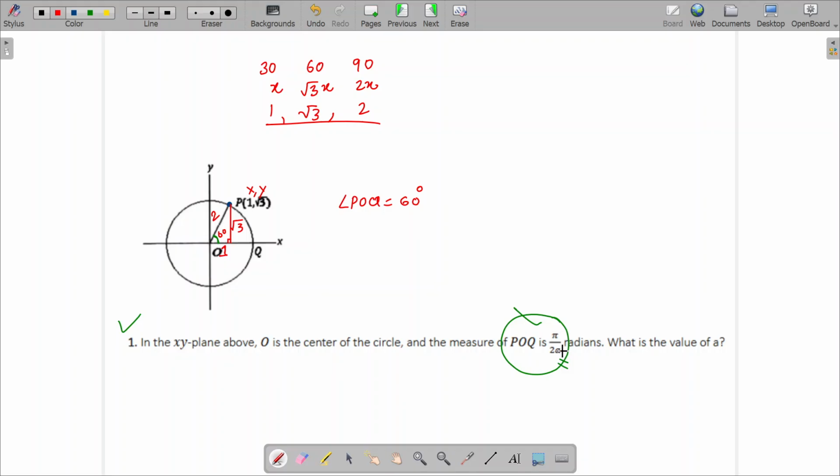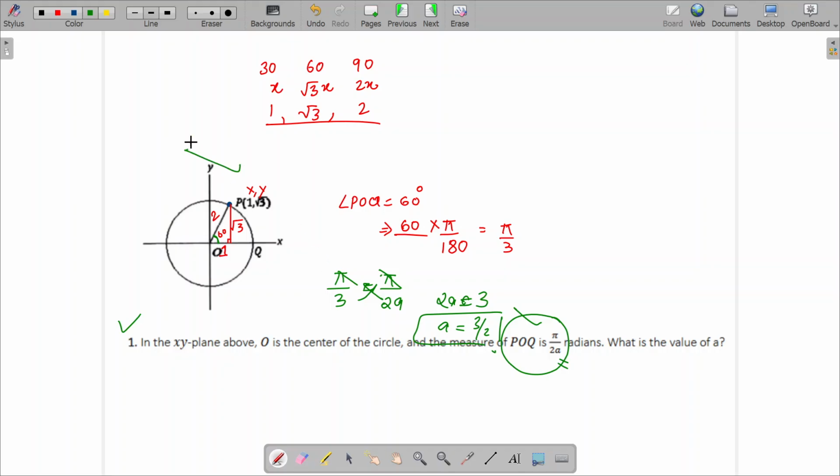Already POQ is given in terms of radian. I'll find 60 in terms of radian. What I have to do for that? 60 times pi over 180. You will get pi by 3. Equate both of them and get the answer of A. I'll do pi by 3 equals pi over 2a. Then pi and pi get cancelled out. I'm going to write 2a equals 3. So a equals 3 by 2. I hope it makes sense.